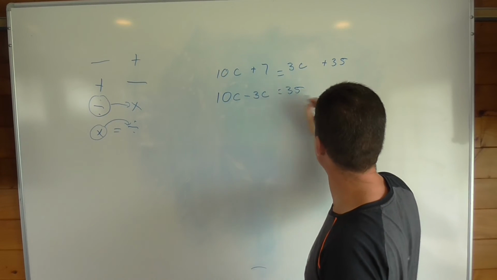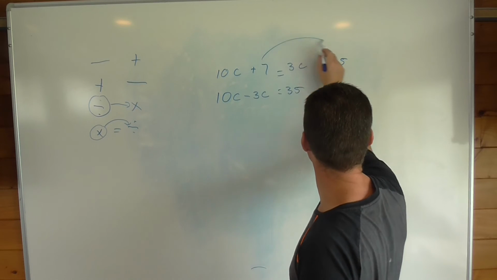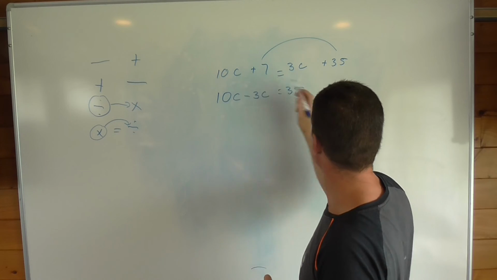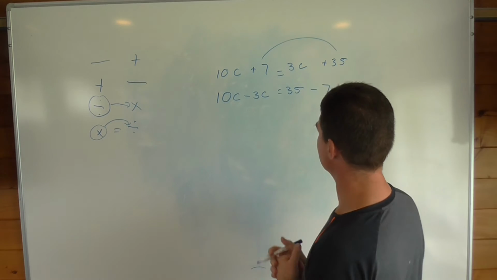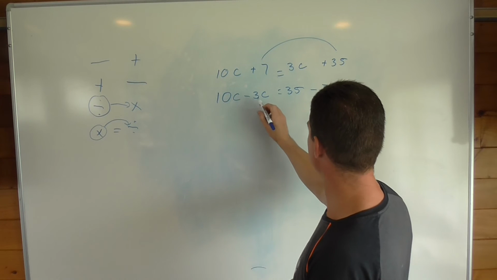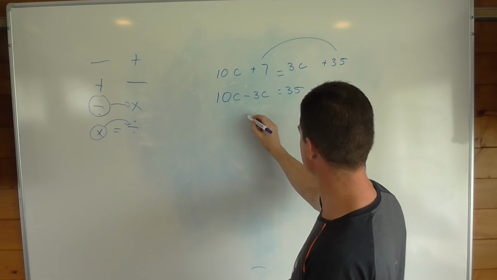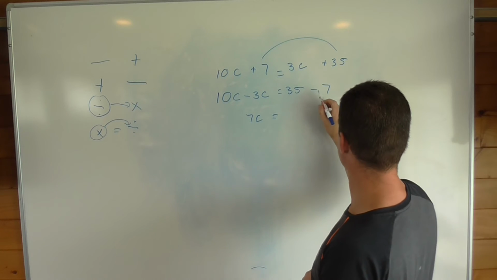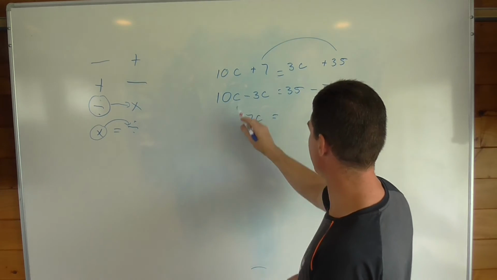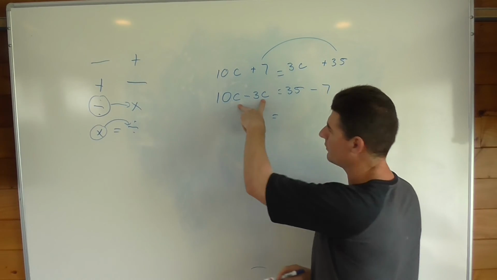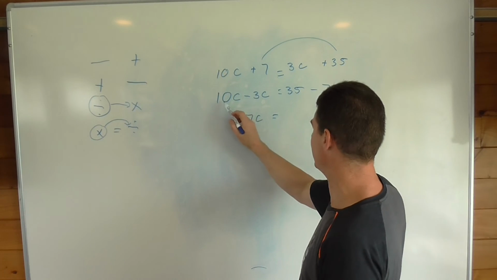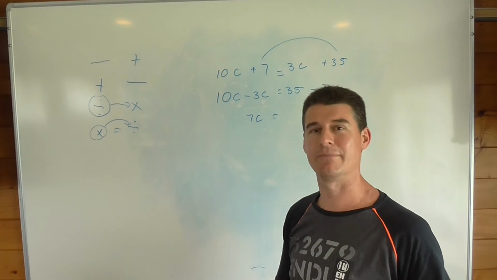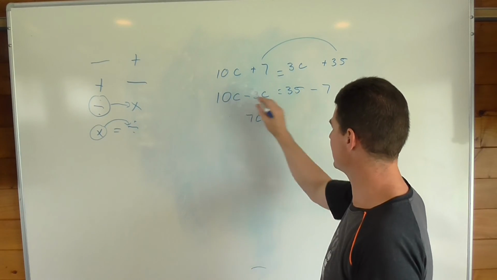Okay, 35, and now the 7 must come over to that side, and it's a plus, so that'll become a minus. So 10 minus 3 is 7c equals 35. Yeah, remember, if it's the same variable, you can just add and subtract them. So 10c minus 3c is like saying 10 minus 3, because it's the same variable.